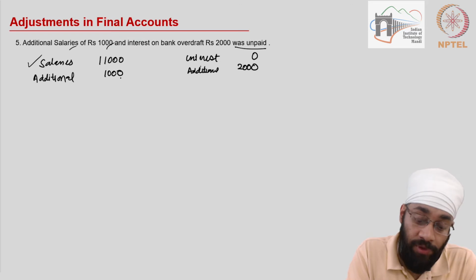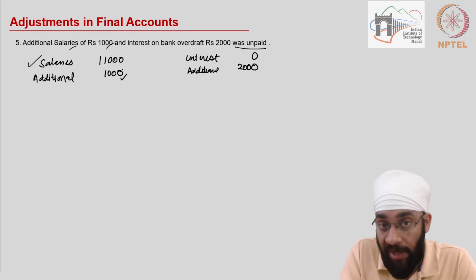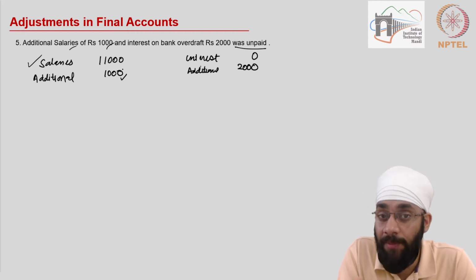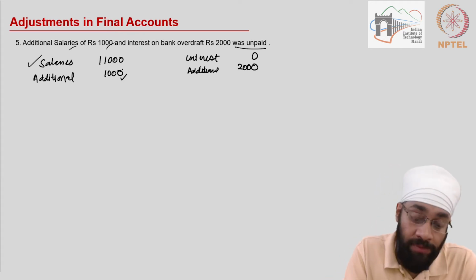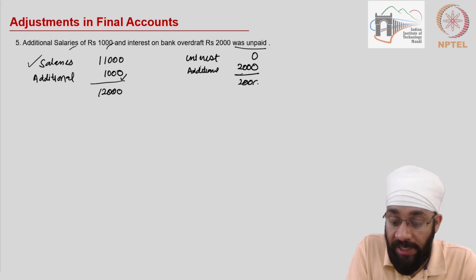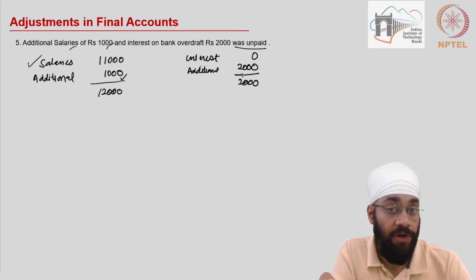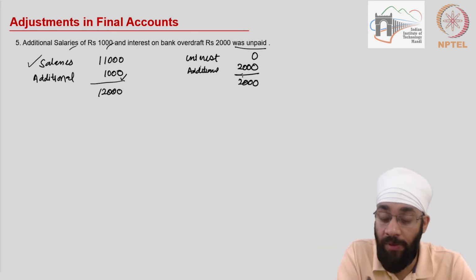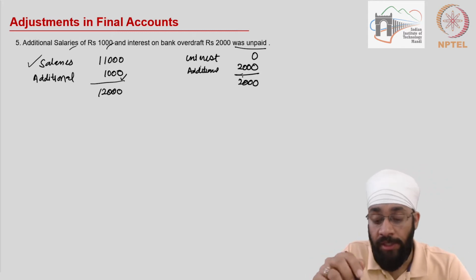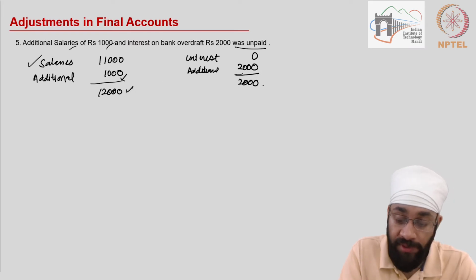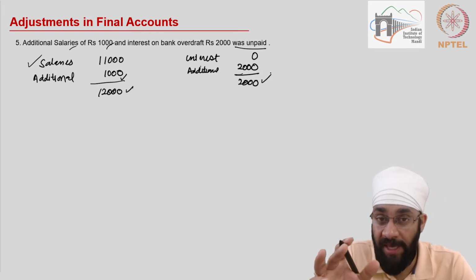Salaries worth rupees 1,000 have not been paid in this year. Cash has not been paid, but services have been rendered by the employees. So you have to pay the employees. Employees have a claim on the business. So the actual expense for this year is 12,000, and the same for the interest on bank overdraft. You took the overdraft, the interest is due, you've not paid it. The accounts are prepared on accrual basis. So the two principles, matching and accrual, dictate that we show 12,000 plus 2,000 as the expense.